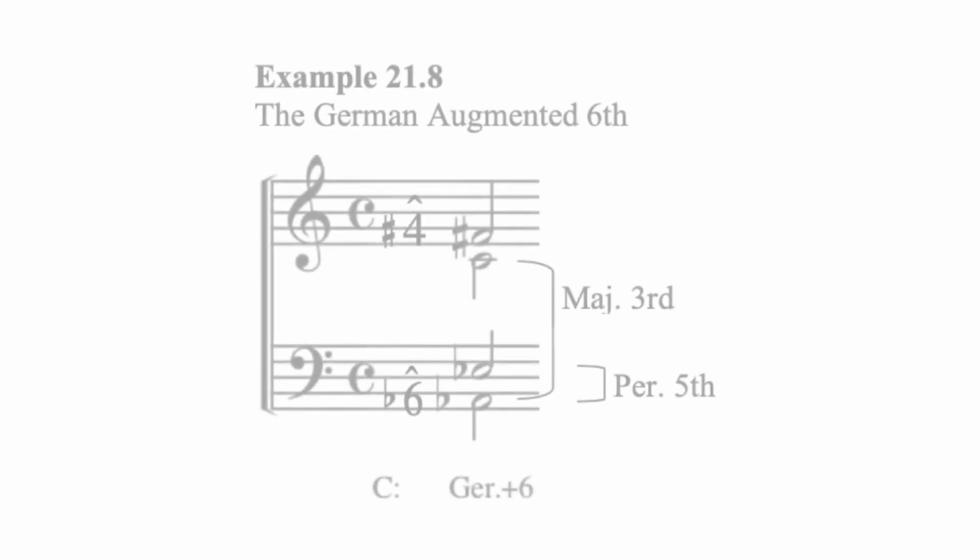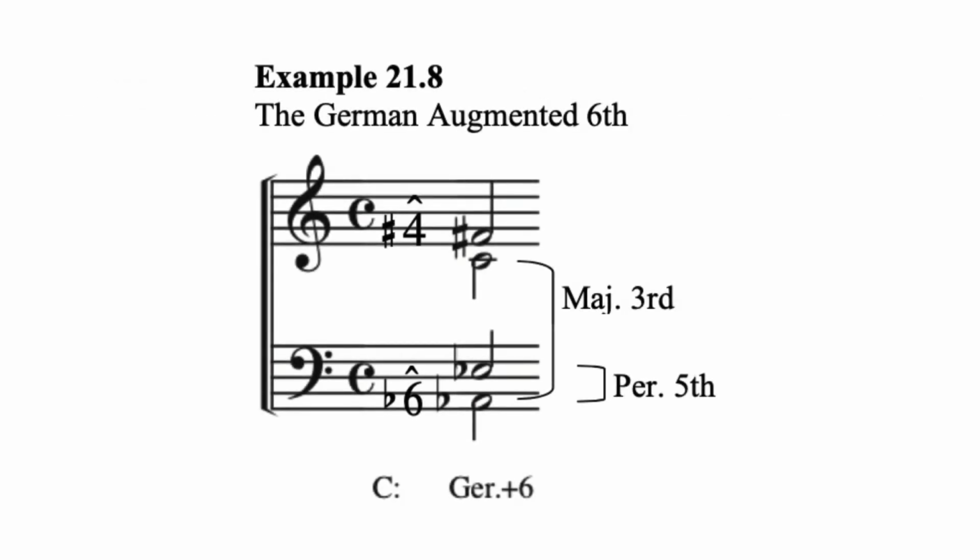The German augmented sixth chord. This chord functions the same way as the Italian, but it involves one additional pitch. The interval of the augmented sixth is written the exact same way, with the lowered sixth scale degree in the bass leading down to scale degree 5, and the raised fourth scale degree in an upper voice leading up to scale degree 5. However, we must add 2 additional and distinct pitches. One, a major third above the bass tone, and another that's a perfect fifth above the bass tone.